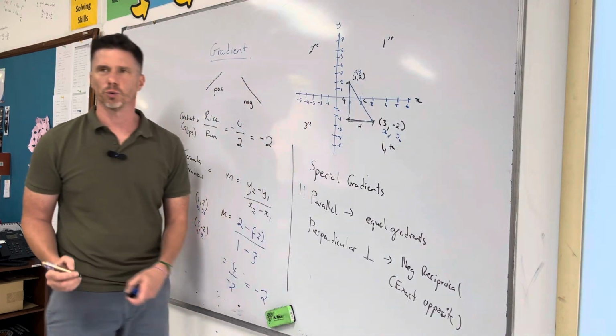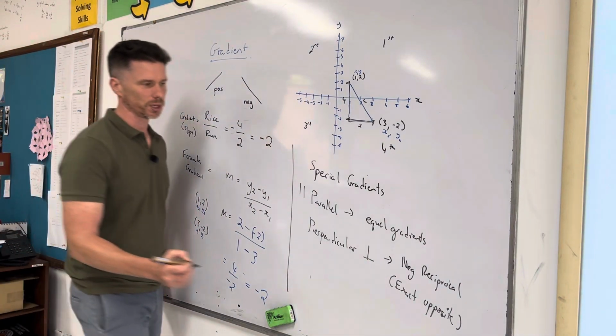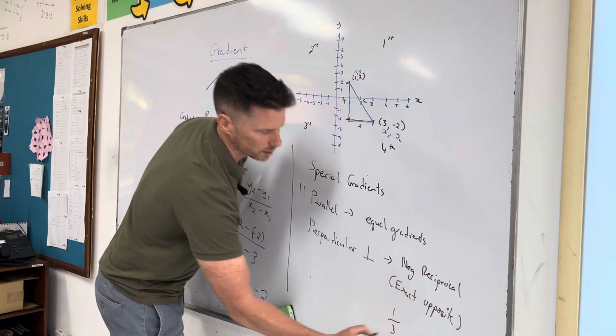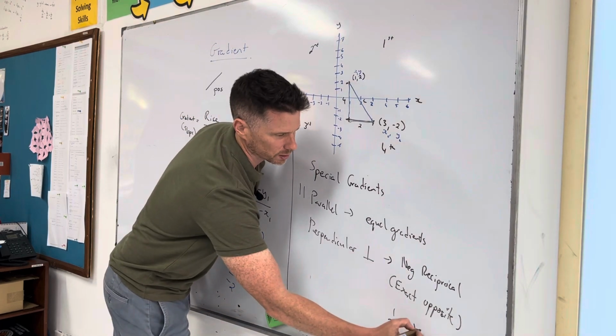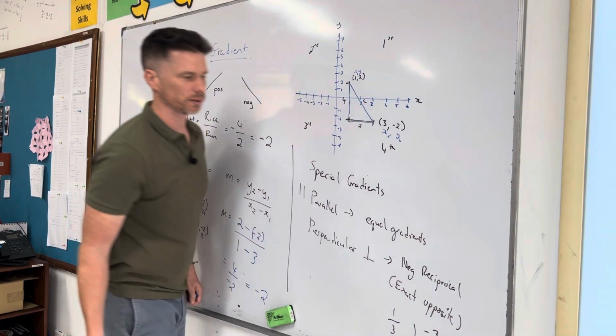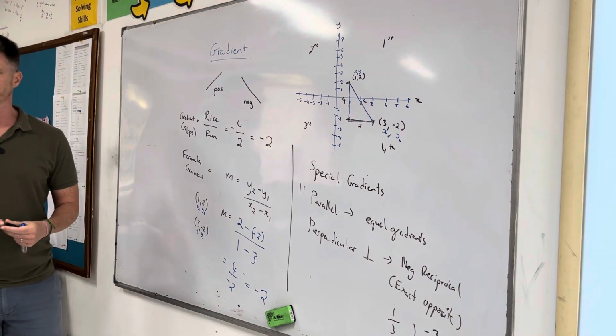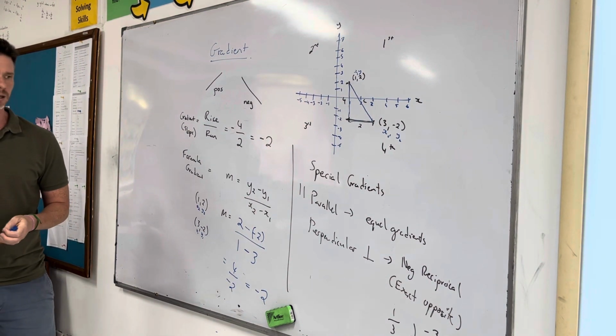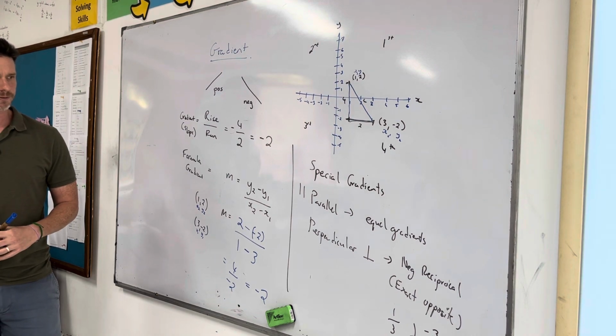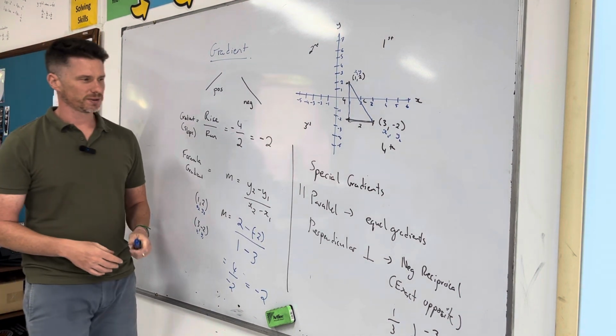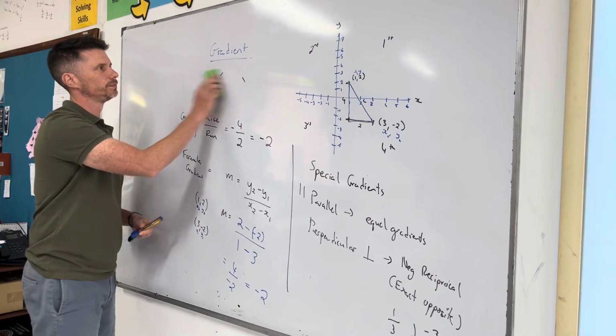Slope. So if one slope is, for example, 1/3, the perpendicular slope is minus 3/1. Flip it, take the reciprocal, and make it negative if it's positive. If it's already negative, make it positive. There's another way of thinking about that.